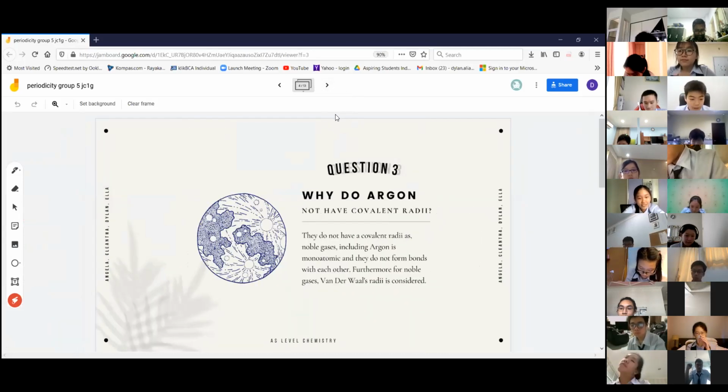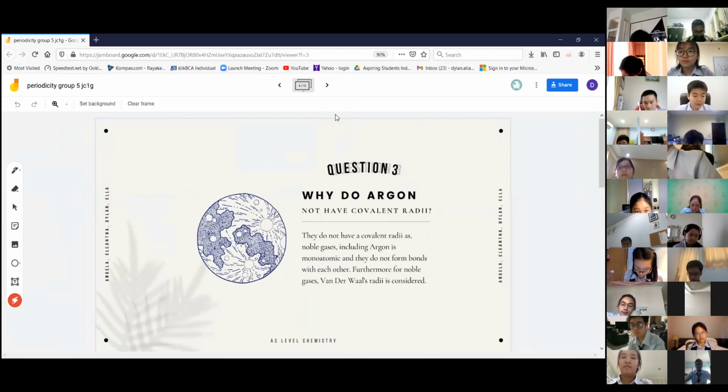Next, why don't argons have covalent radii? Although argon is in period 3, they don't have a covalent radii, as noble gases, including argon, are monoatomic and they do not form bonds with each other. Furthermore, like I said earlier, argon gas exists as a single atom. So between these atoms, they have weak van der Waals forces, so van der Waals radii is considered.